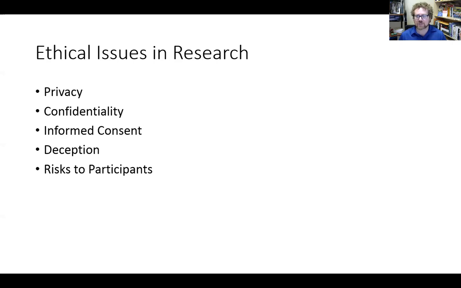So the use of deception in research is tricky. It has to be approved by an ethics board. It is sometimes permissible, but usually ethics boards are pretty stringent about this, and you'll probably have to argue your case to convince the ethics board that your use of deception is justified. So they're usually pretty cautious about that sort of thing when approving research.